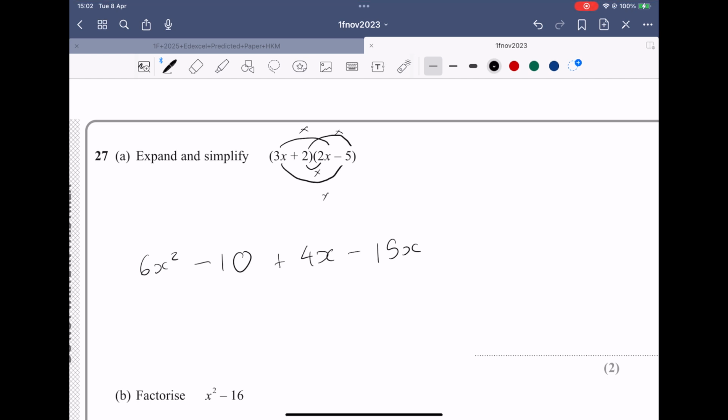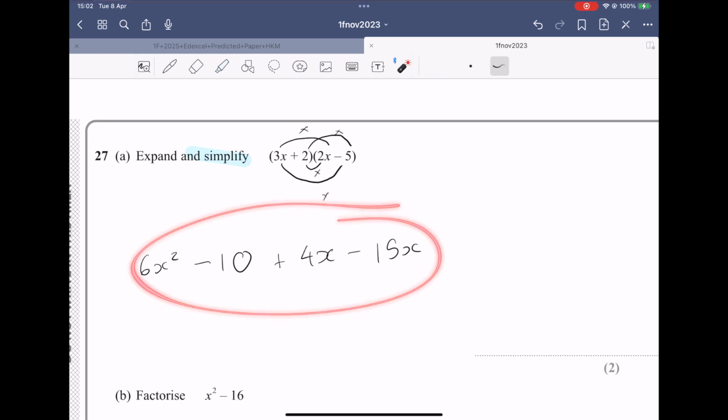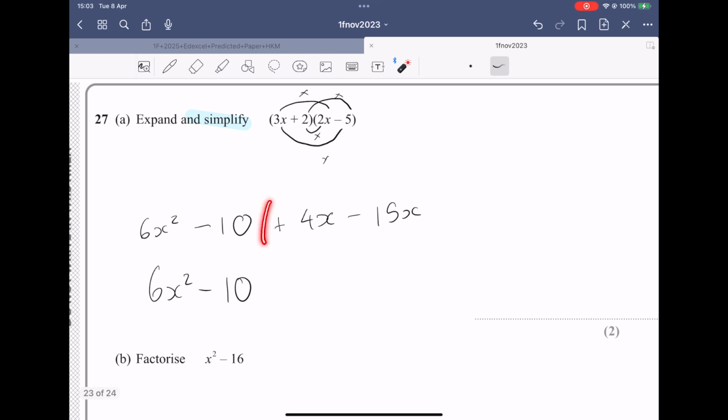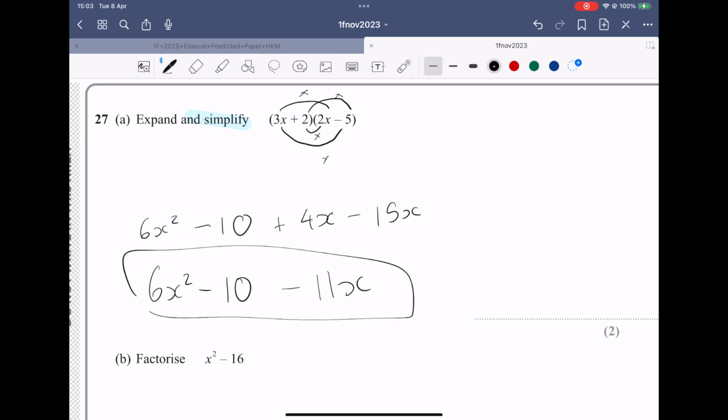And it does say and simplify, so that means whatever we have down here could get simpler. The 6x squared and the minus 10 can't simplify, they are as they are, can't change. But we've got plus 4x minus 15x, which gives you minus 11x. And that could be your final answer. Normally we write them in a different order, but that doesn't matter, it really doesn't.